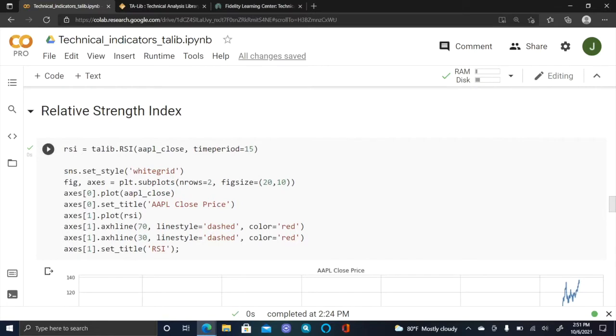Next one, the relative strength index, and this is a momentum oscillator. It only really has one parameter. That's the time periods that you're using. RSI is kind of like predicting the percentage of the time that the price moves up or down.